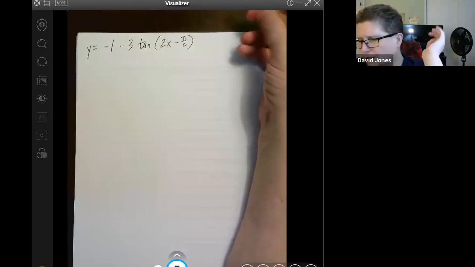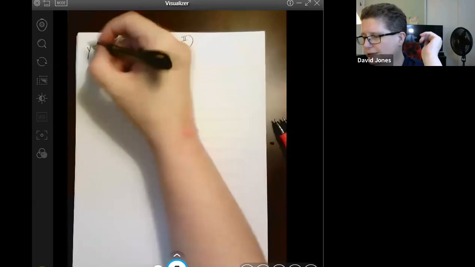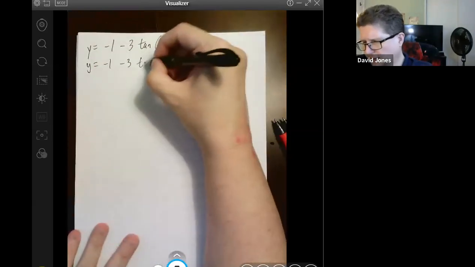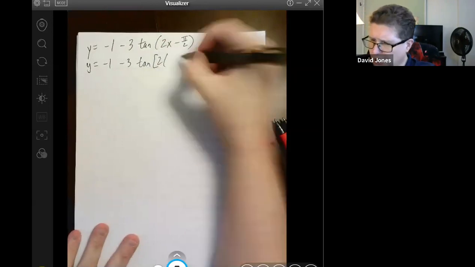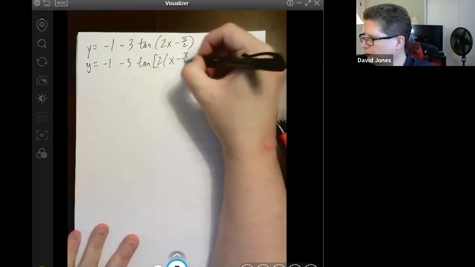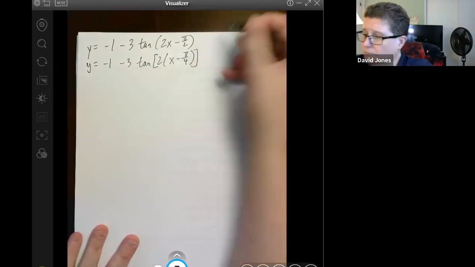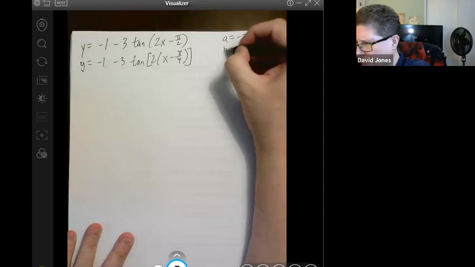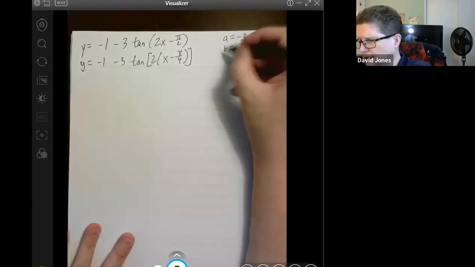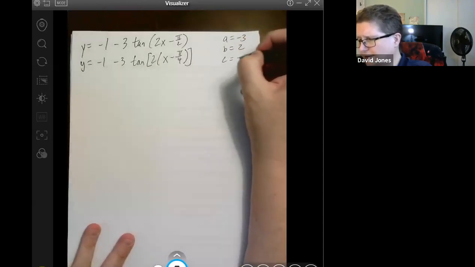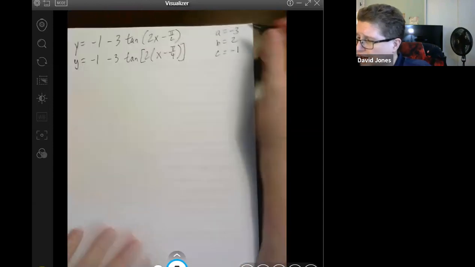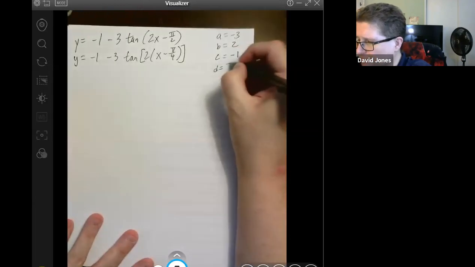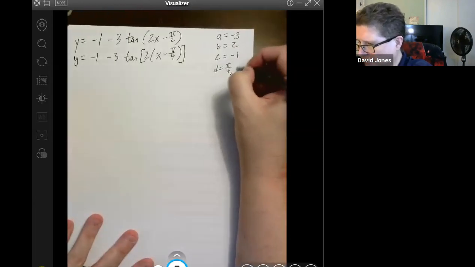Recall, we need to write it in the right form. B has to be factored out. I pull out the 2, and I've got x minus pi over 4. So my A is -3, B equals 2. C is -1, so we're going to move it down. And D is the opposite sign of this. D equals +4. We're going to go right.